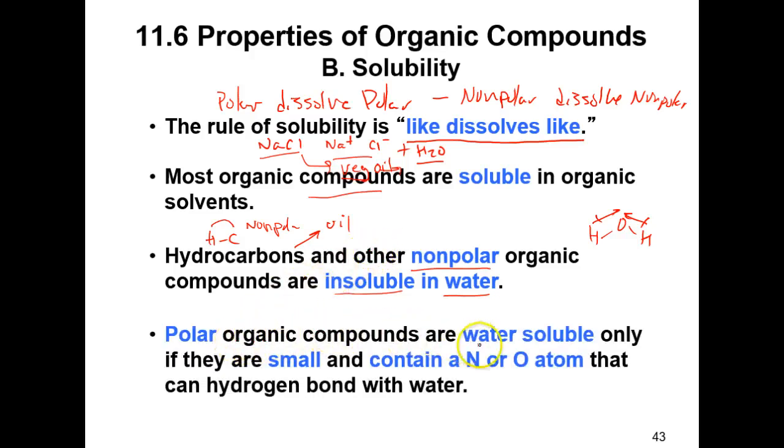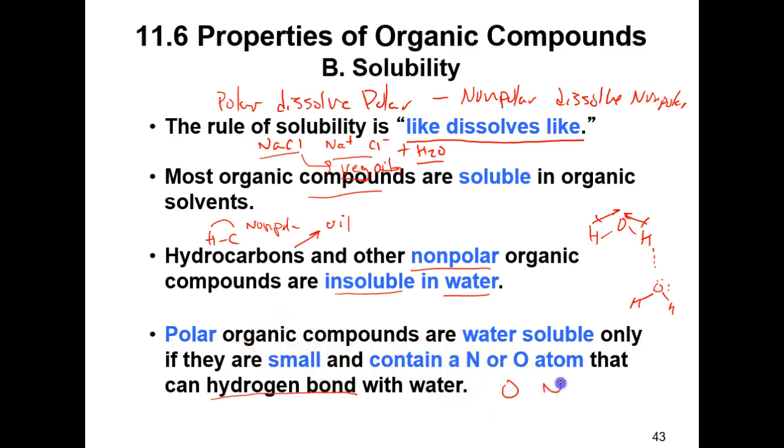Okay, polar organic compounds are water soluble only if they are small and contain a nitrogen or an oxygen atom that can hydrogen bond with water. Okay, remember what hydrogen bonding is. It's an interaction between a hydrogen and a lone pair on another atom. Remember, hydrogen bonding is a type of intermolecular force. If you haven't watched videos on this yet, I suggest you do that before you go any further so that you understand these concepts.